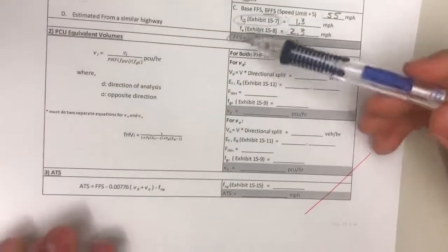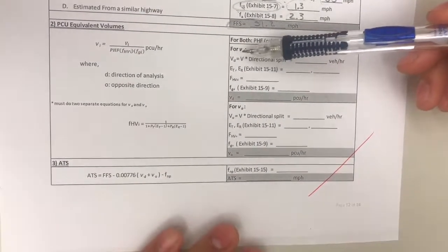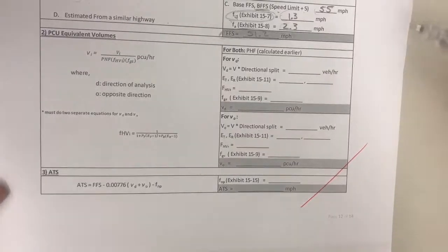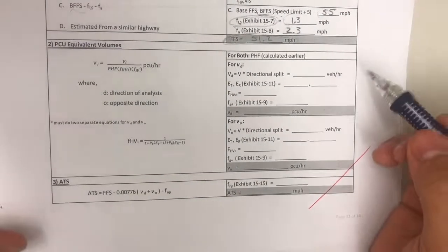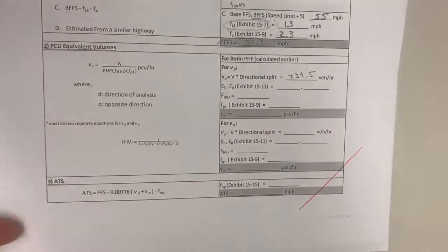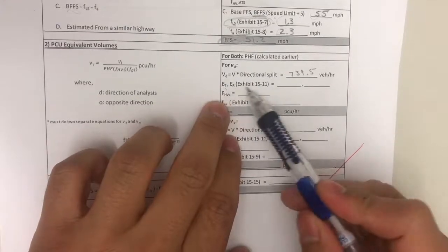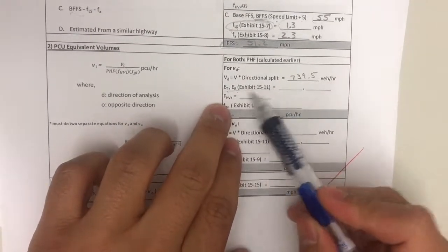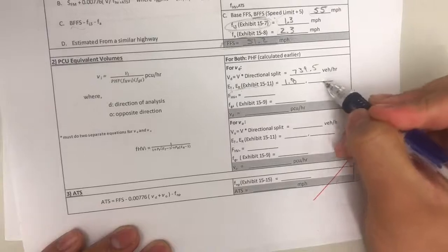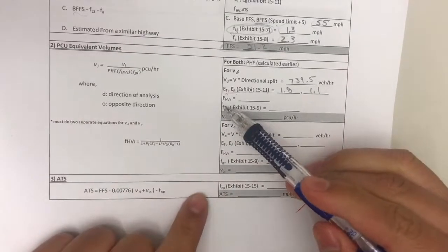Now moving on, we calculate the volumes. So the volume for VD would equal volume times directional split. If we multiply this, we get 739.5. And here, E of T and E of R are both under a table. If you look under the table, you find out that you get a 1.8 and 1.1. So now that we have this, we solve for FHBD.